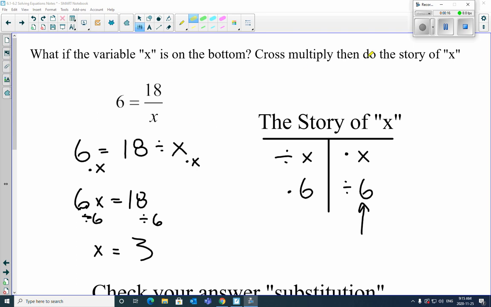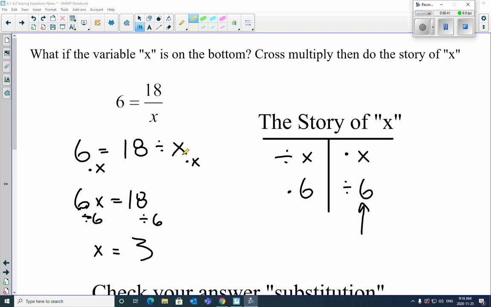So the first thing we want to do is something called cross multiplication, then do the story of x. So look at this for a second. Another way to think about it is it's 18 divided by x, right? So we're dividing by x in this case. So the opposite would be to multiply by x, right? So if you look at this one, this is the cross multiplication. You'll hear this term a lot in math as you go through the next grades. So we multiply both sides by x.